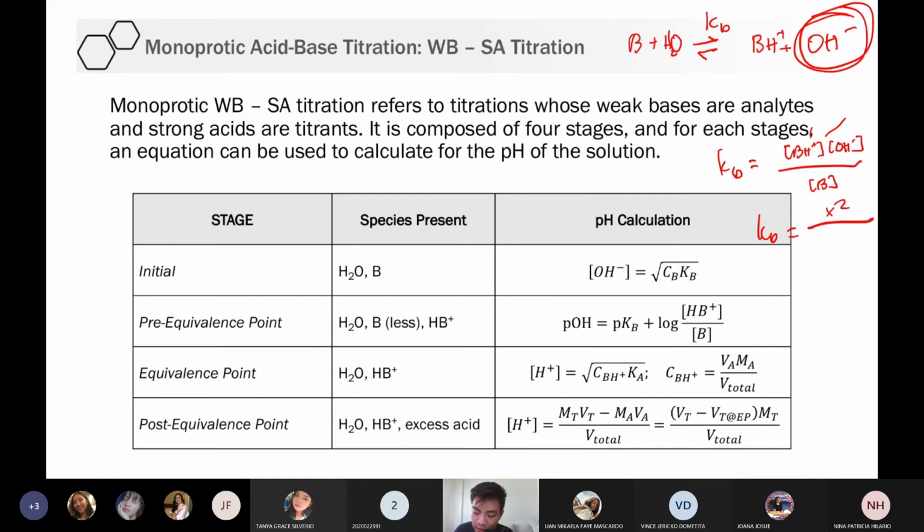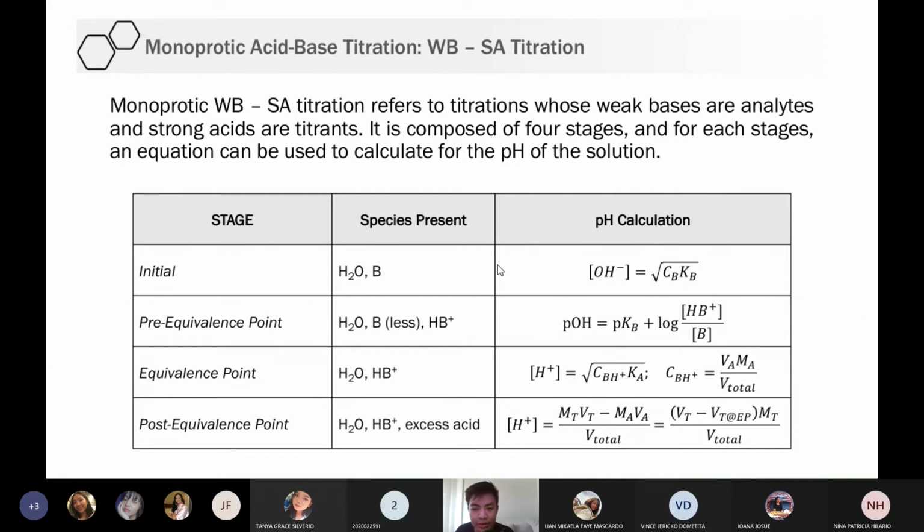So we assume the two are equal, so we get x squared over the concentration of base minus x. We assume x is small, so we can reduce that to Kb equals x squared over Cb. So x is the square root of Cb times Kb. So that is based only on equilibrium, similar to the weak acid.